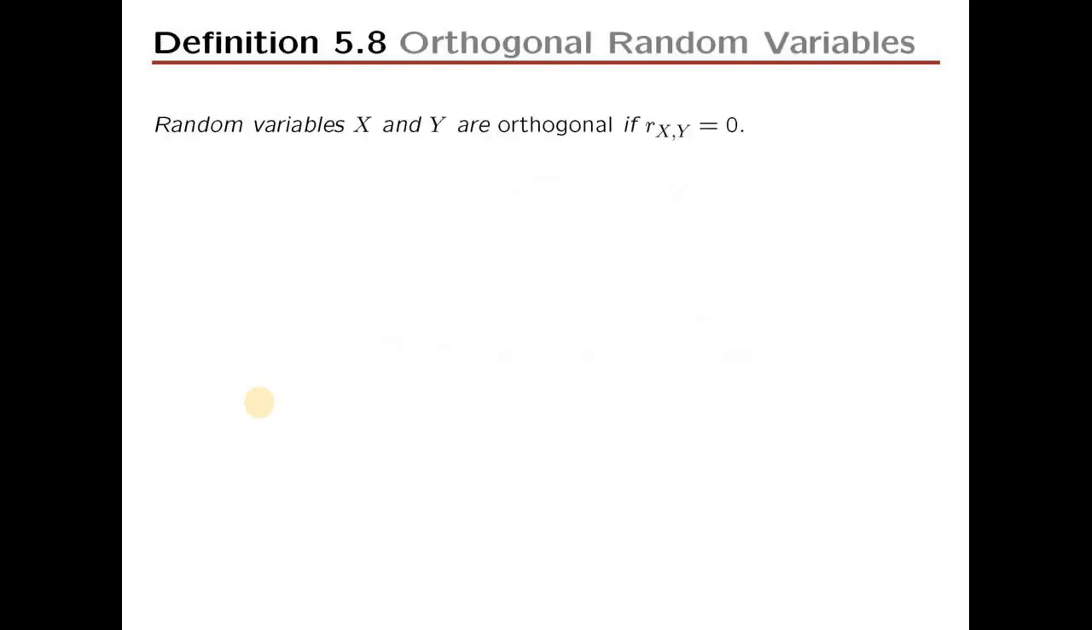An orthogonal random variable pair is defined where we have x and y and their correlation is 0.